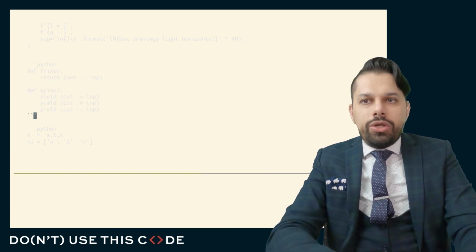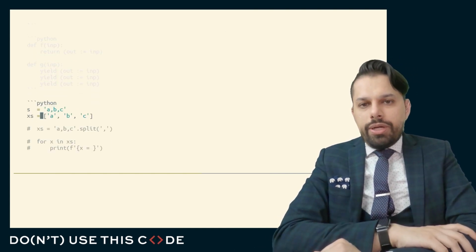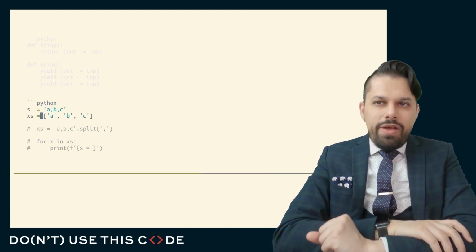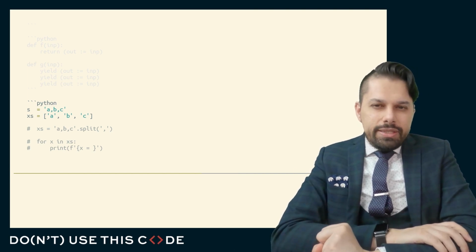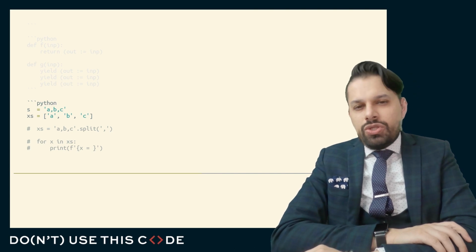Another perspective that we could look at if we were to consider generators is here, and this is one of my favorite ways to look at this. Here you have a string, and you have a Python list. And I like to ask people, what's the difference between the two of these?